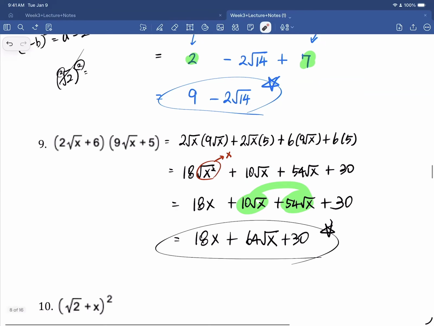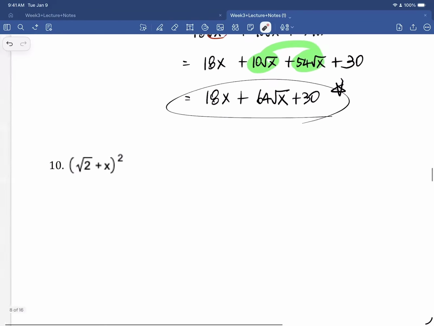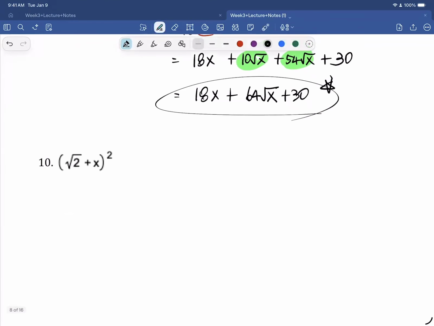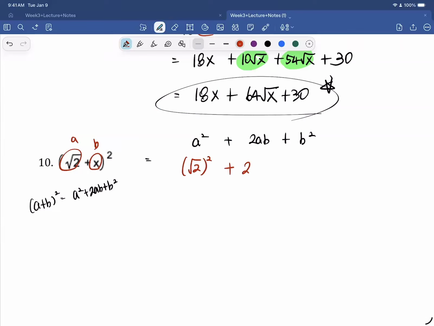And then I've got the last one, and then I'll let you go. So you can use FOIL, okay? But I'm going to show you the fast way. A plus b squared is a squared plus 2ab plus b squared. So that's why I'm going to write down the formula on the top. And as you can see, this is a and this is b, okay? So square root of 2 squared, and then 2 times square root of 2 times x, and then x squared.